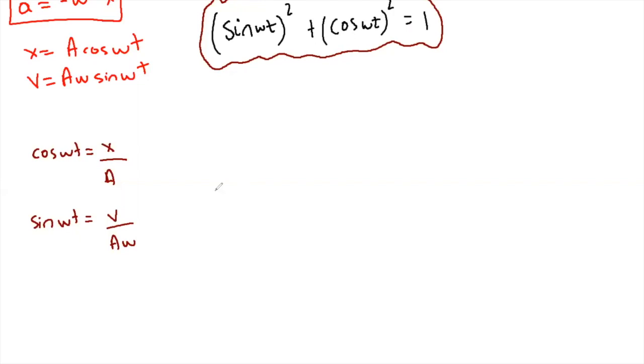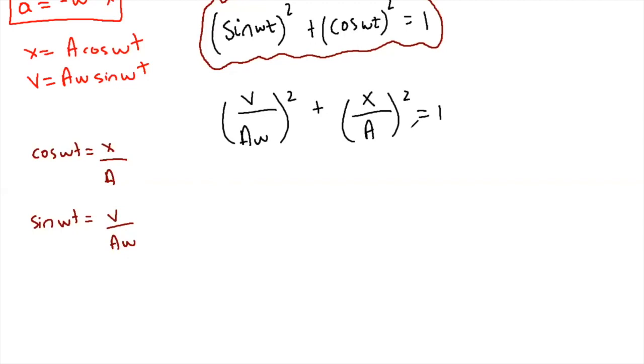Okay, what I'm going to do is substitute these values, these variables, into this equation. So it's going to be v divided by A omega, squared, plus x divided by A, squared, is equal to 1. Are you guys with me? Are you guys clear about this? Because in such calculations, there's a lot of times when the class is behind. Okay, that's amazing. Now, there's going to be some math here. It's going to be v squared divided by A squared omega squared plus x squared divided by A squared is equal to 1.